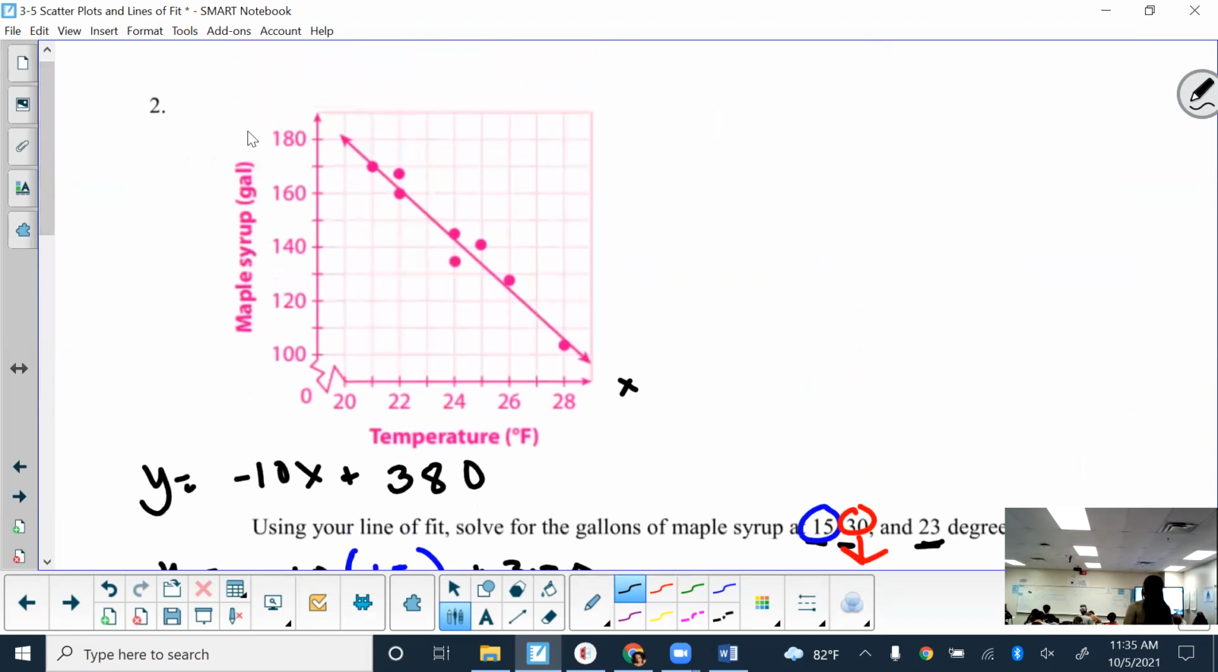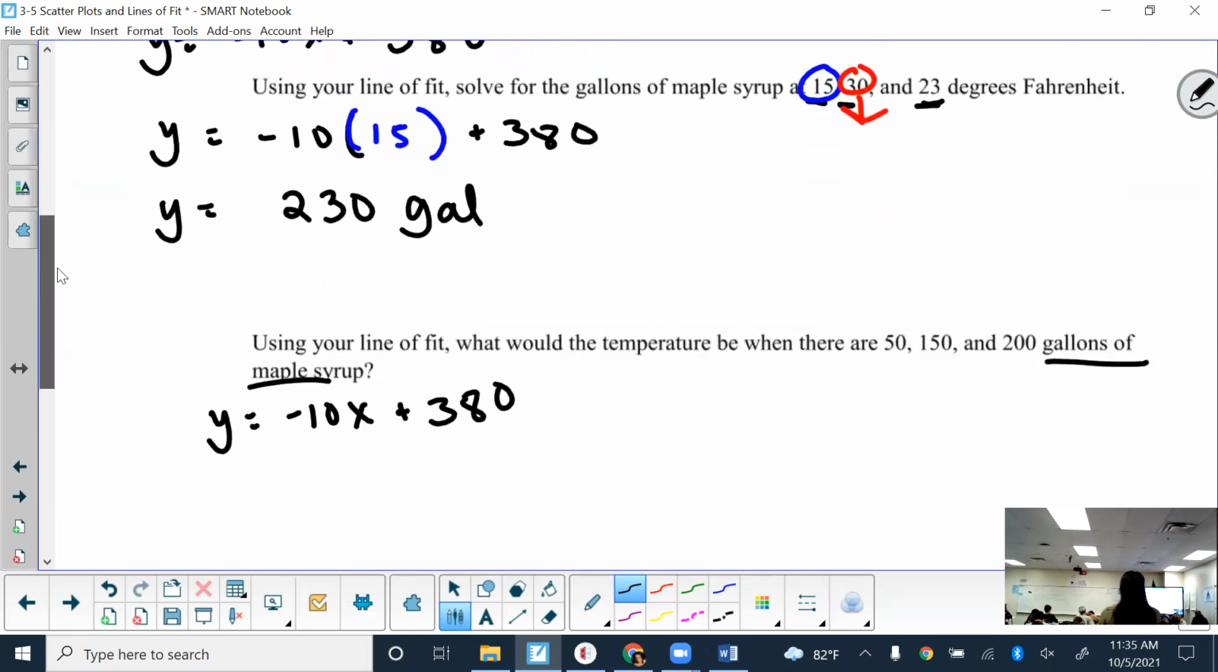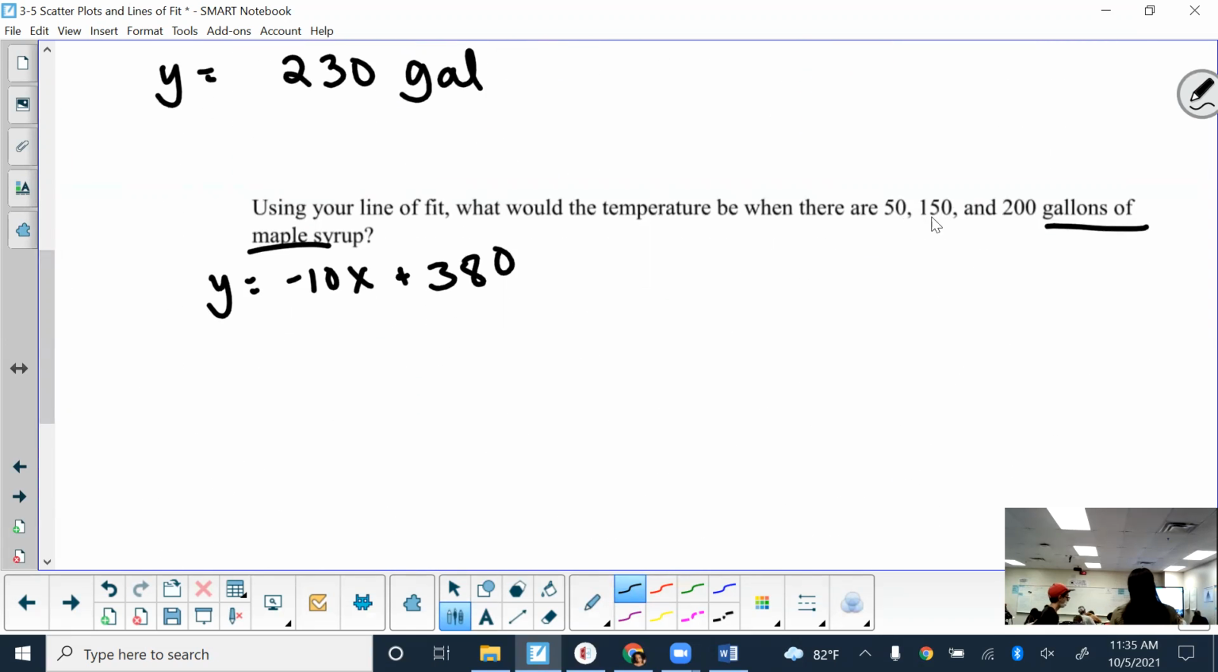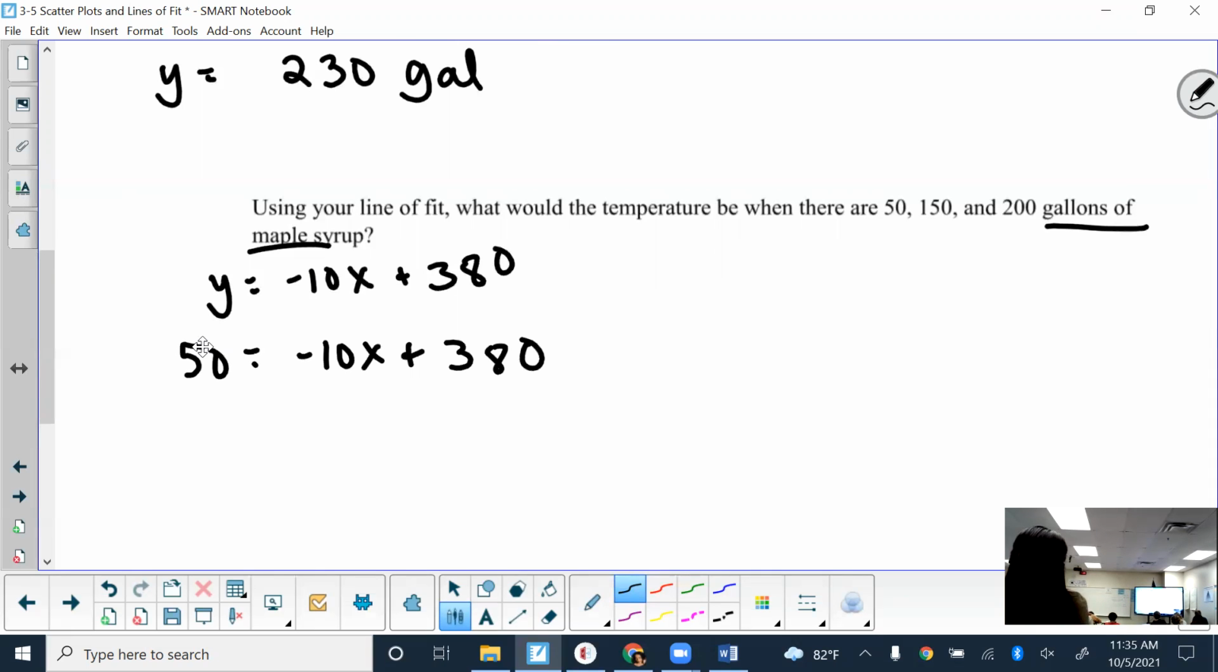So look up here. I know that those numbers that they gave me are going to be plugged in for Y. So we'll start with the 50. When I plug in 50 for Y, this is our equation. So we're solving for the temperature, which is X. You guys should know how to solve for X by now. Do I get rid of the -10 first or the 380? And how do I get rid of it? Good, we're going to subtract it on each side. What's 50 minus 380? -330.